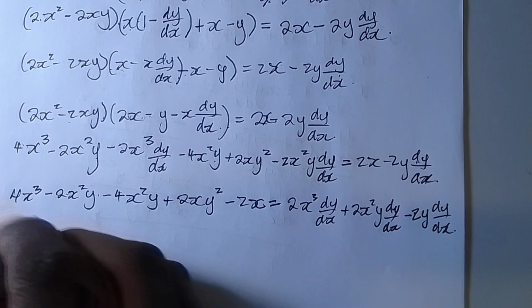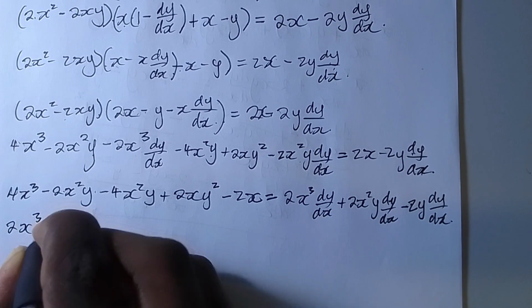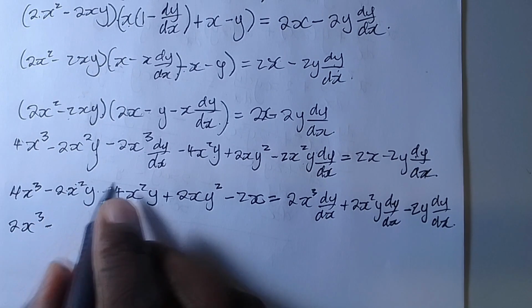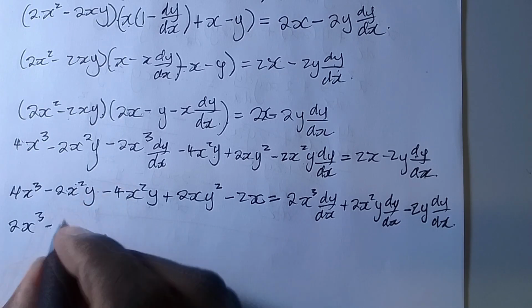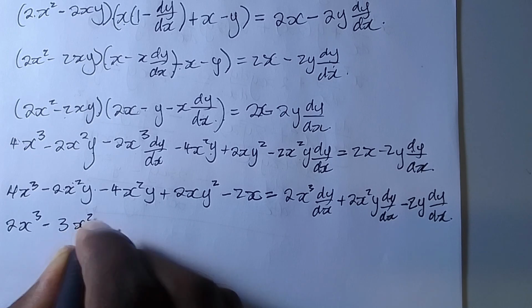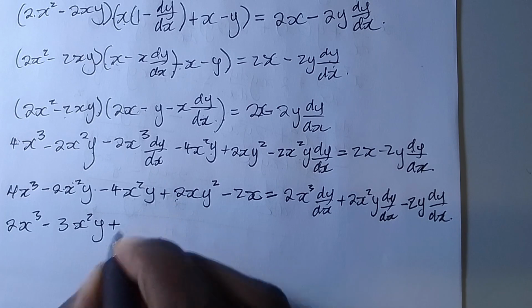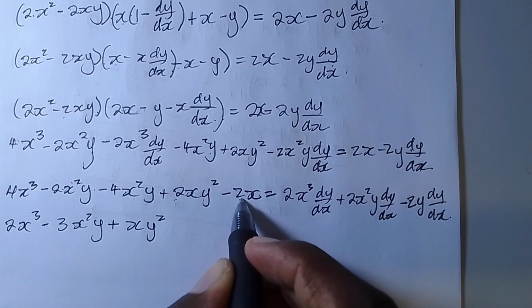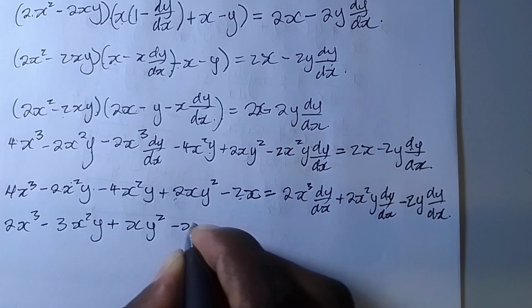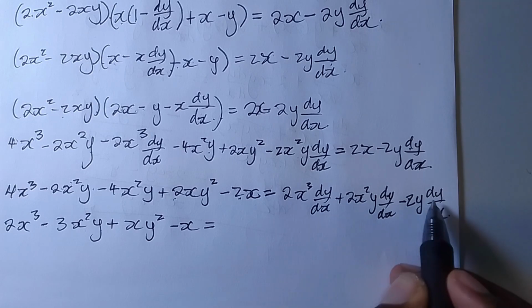Yeah, this will be divided by 2. We have 2x cubed minus, if we add these, we'll have 6, and then if we divide them by 2, we have 3x squared y. Plus, we divided by 2, so we're left with xy squared. We divide this by 2, we're just left with minus x. We divide everything by 2, so let's ignore all the 2's.